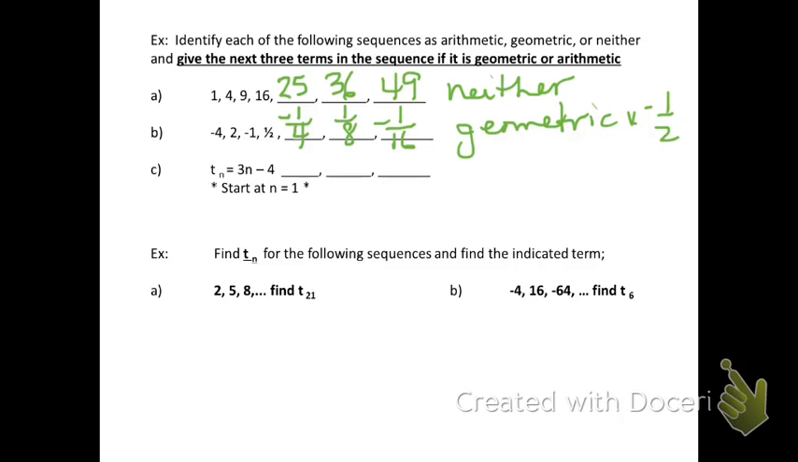Okay, I'm just going to clear this because I need the space. I'll just erase this now so I have more space for the next one.